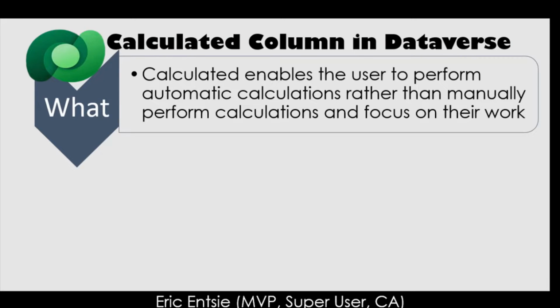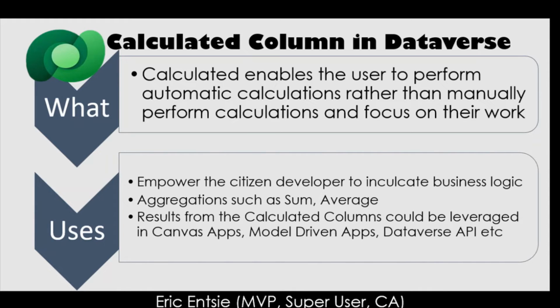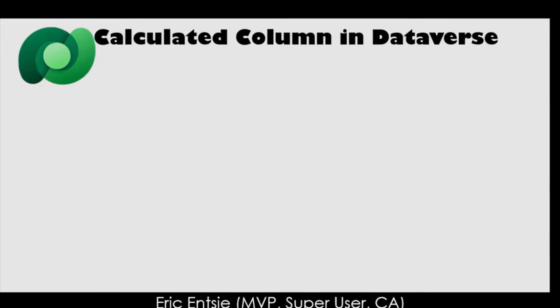So calculated column enables the user to perform some mathematical and some text functions on the Dataverse instead of manually going about it. It empowers the citizen developer to be able to inculcate some business logic using various calculations. Then the results from the calculated column can also be used in Dataverse API and so on.